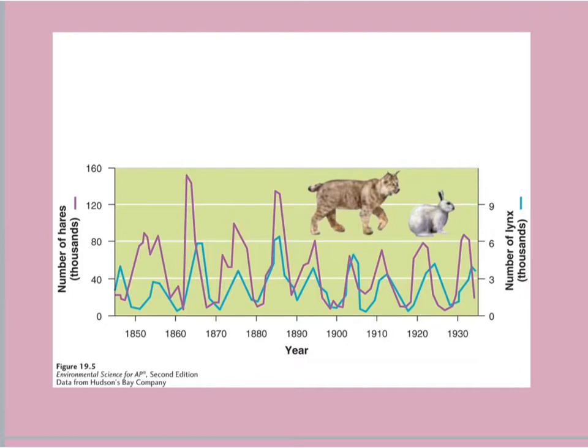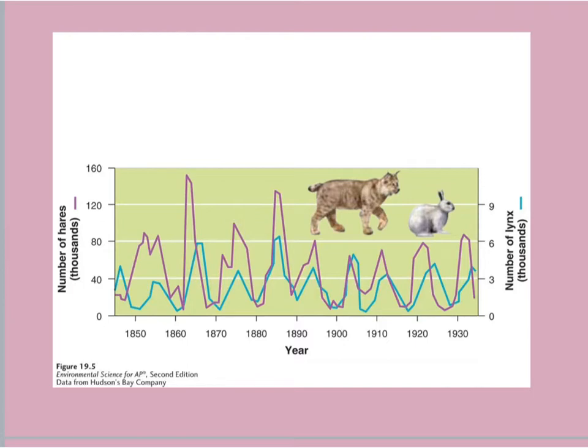As the hare population increases, the population of prey has increased, and so lynxes are able to hunt them more. But once they're hunted, then the population of snowshoe hares begins to decline, and so eventually, as the hares start to experience a die-off, so do the animals that depend on them for food, the lynx.